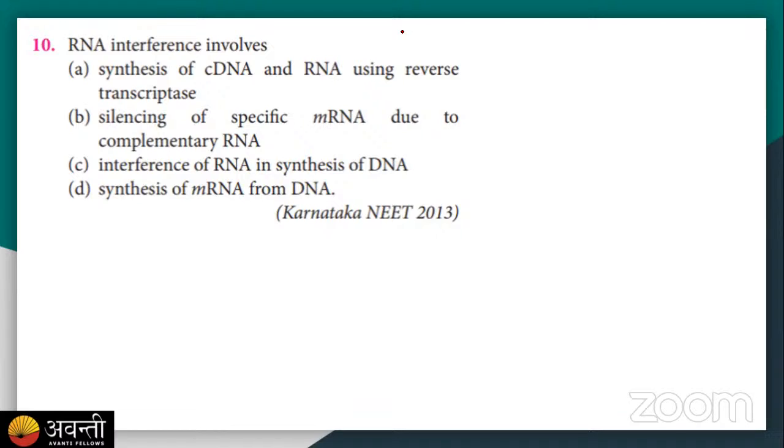Now you have to choose your option. Everyone, you have to participate in this. So what will be your correct answer? Yes, absolutely right. That is the silencing of specific mRNA due to the complementary RNA. We have studied that we are producing the double-stranded RNA, which is having the sense and the antisense code.